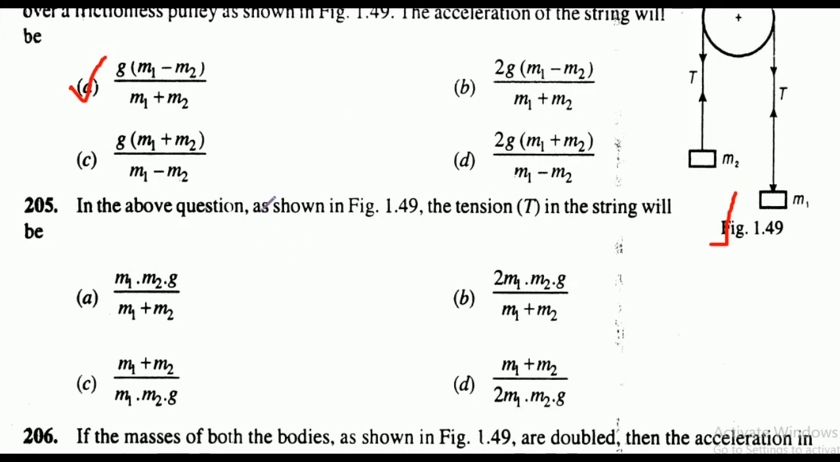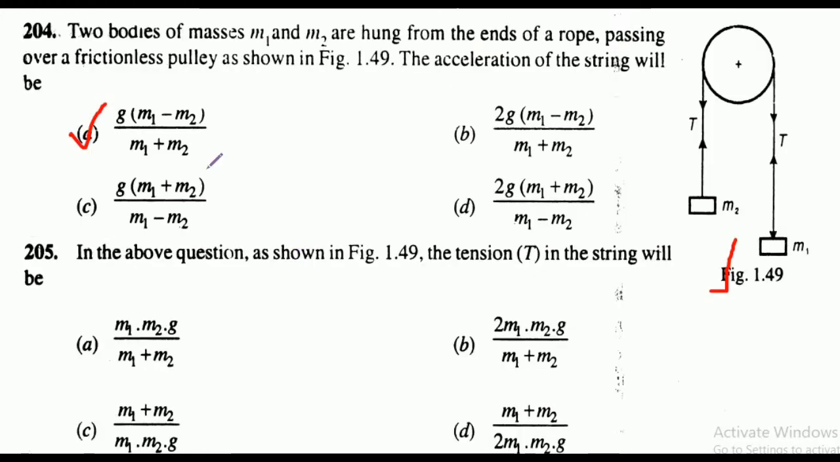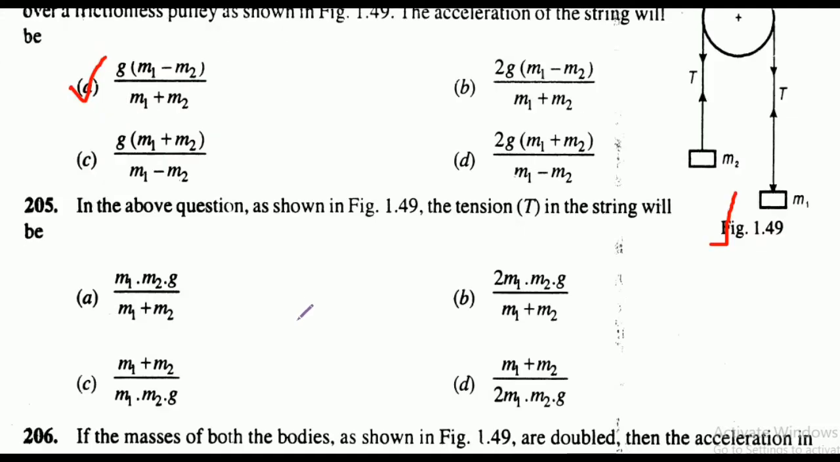Next is question 205. In the above question, that is question 204, as shown in this figure, the tension T in the string will be. Here friends, these are the options, and the correct answer for this question is option B, that is 2 m1 m2 g upon m1 plus m2.